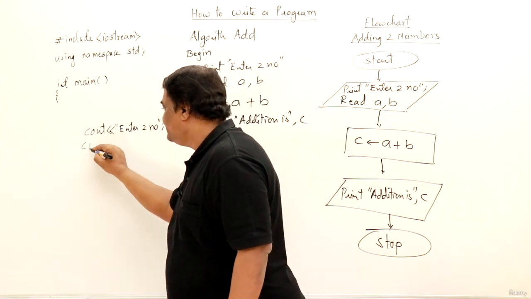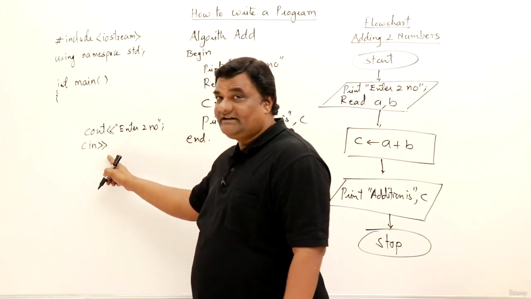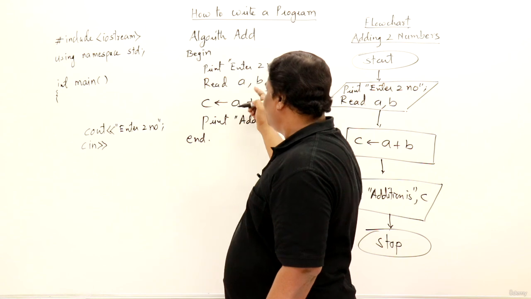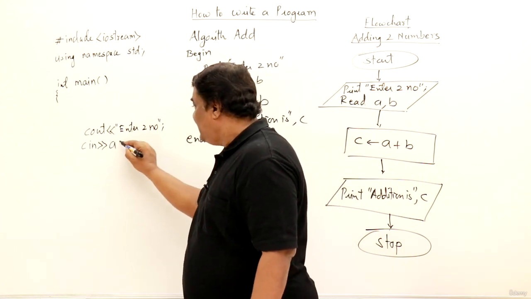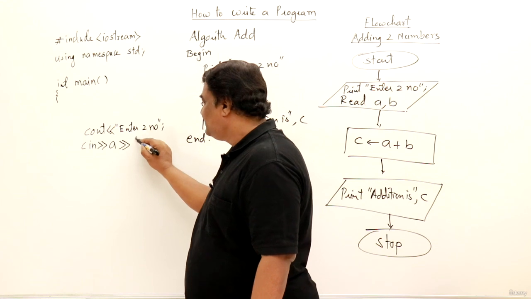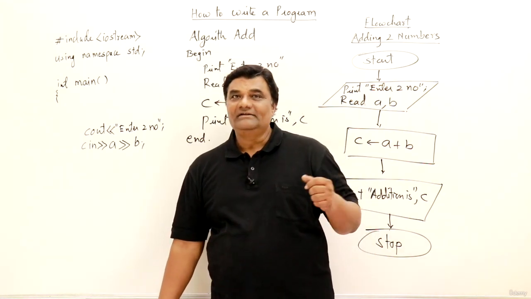So cin, right? For reading anything I have to use the double greater than symbol. Now where do I have to read it? In variables A as well as B. Don't give a comma, again give the greater than symbols and write another variable name B. So cin A, B.